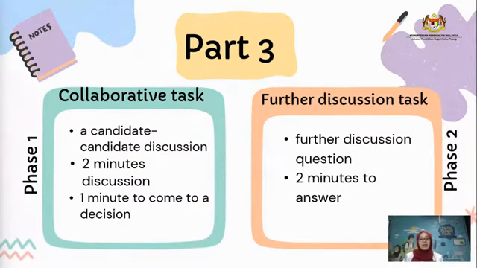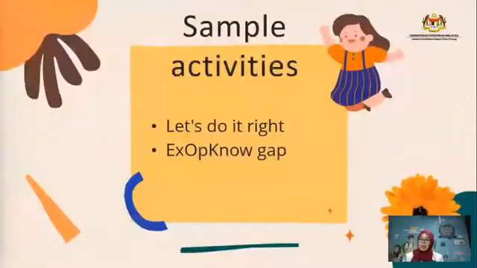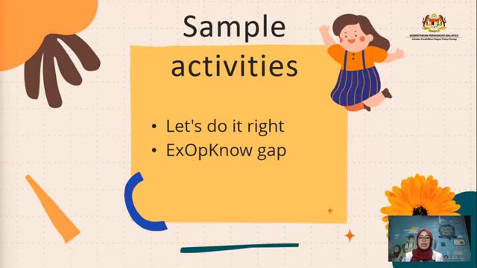Again, this is a sample task in phase 1, part 3. Now I'm going to show you some sample activities that you can carry out with your students in part 3. There are 2 activities. You can ask your students to do a role play activity named Let's Do It Right. I'll give you the details after this. The second one is the information gap activity named No. What is X of no?